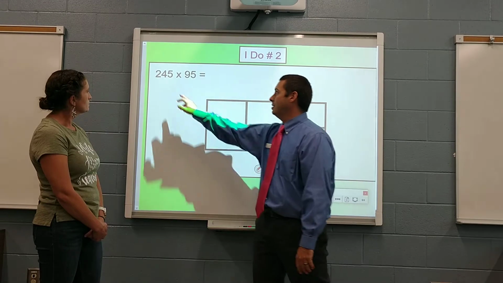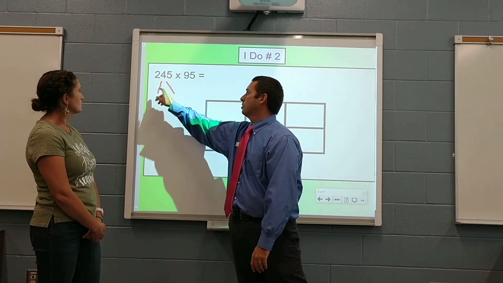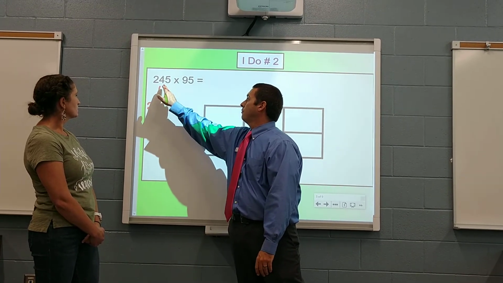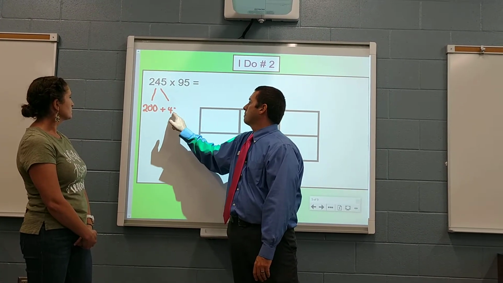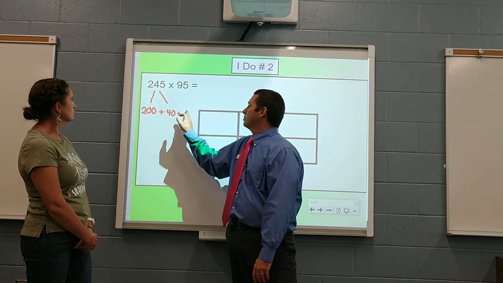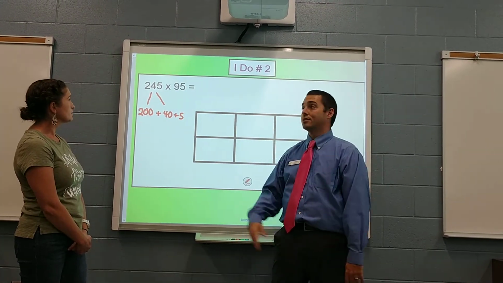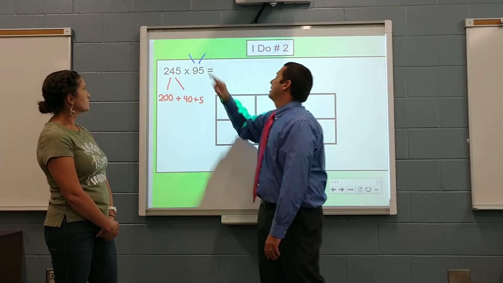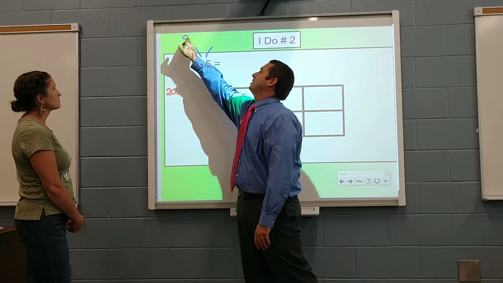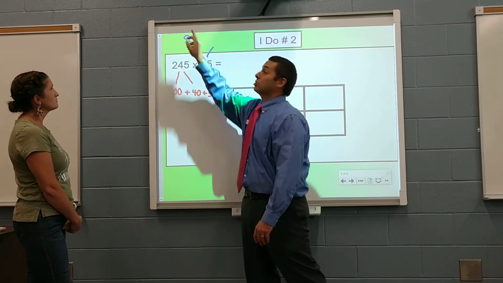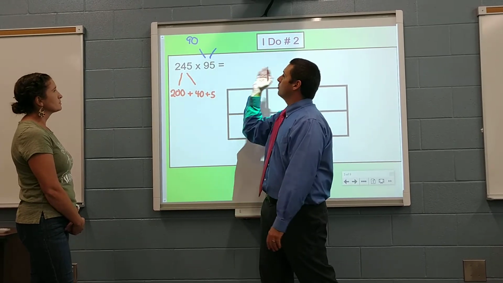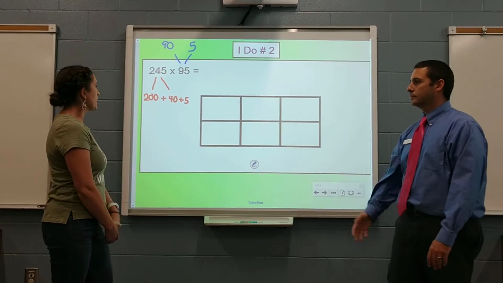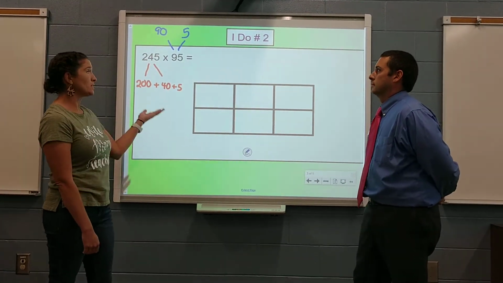245 can be decomposed as so. The 2 represents 200. The 4 represents 40. And the 5 represents, well, just 5 because the 5 is in the ones place. That 95 represents, or the 9 represents 9 tens, which is 90. And then the 5 is in the ones place, so that is just 5 ones. Perfect. And so now that we have all of these factors, we need to look at our area model.